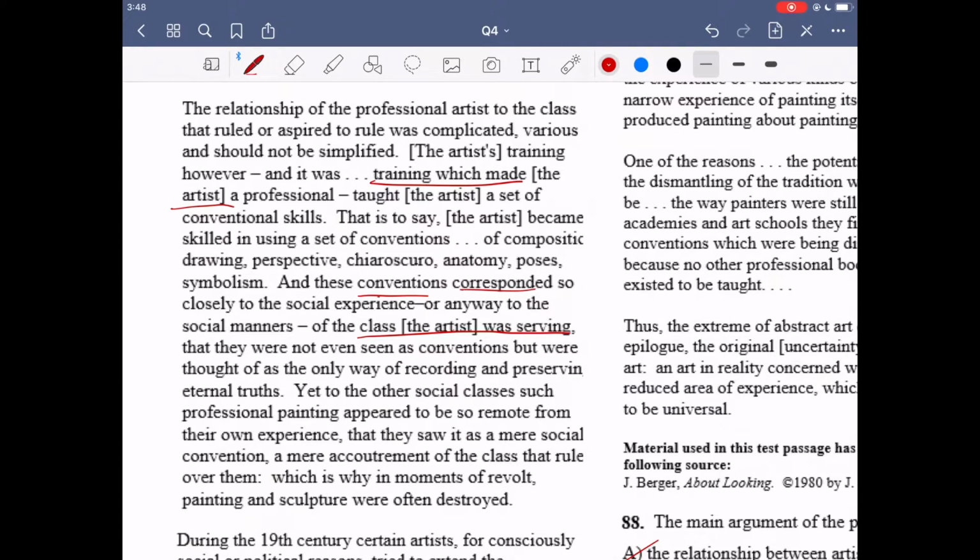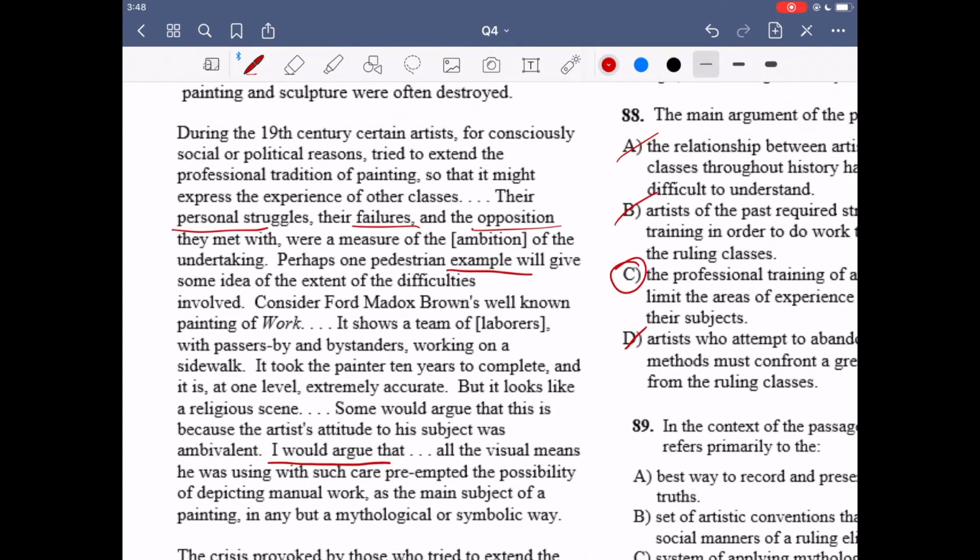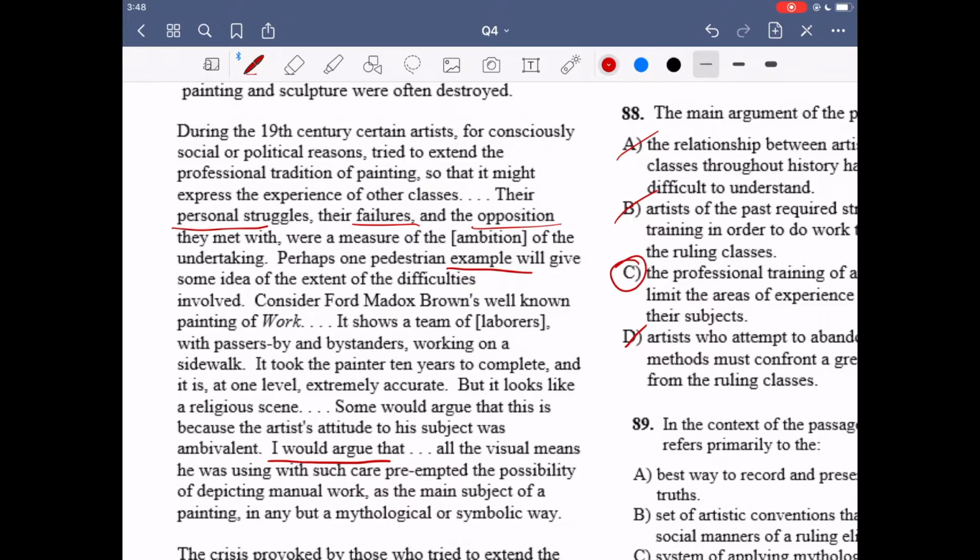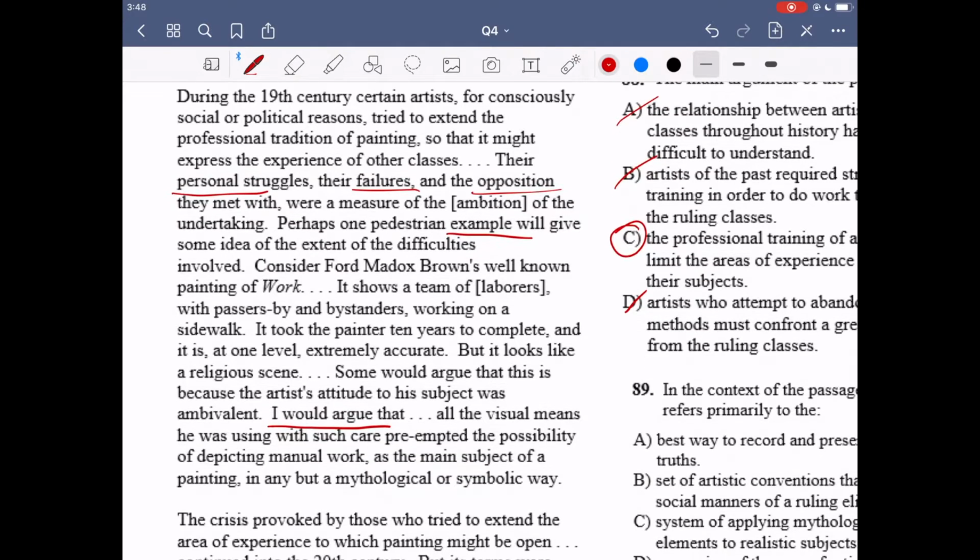So I'm looking for the word tradition. Didn't really see it there. Even if you miss it, it's fine. You can do a reread. Even if I miss it, it's not really a big deal. Yeah, I don't really see it.